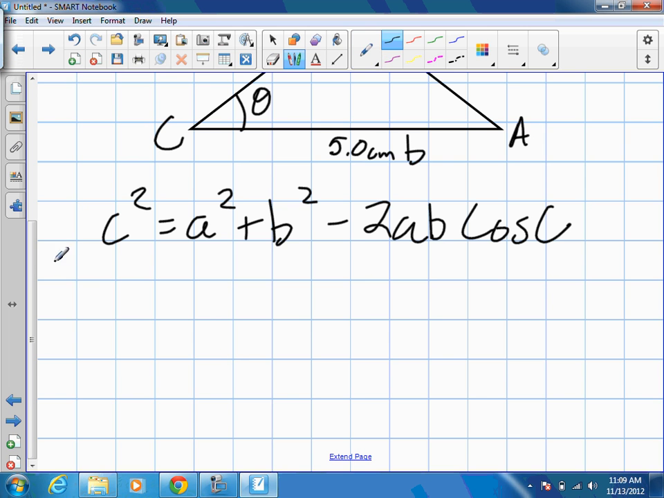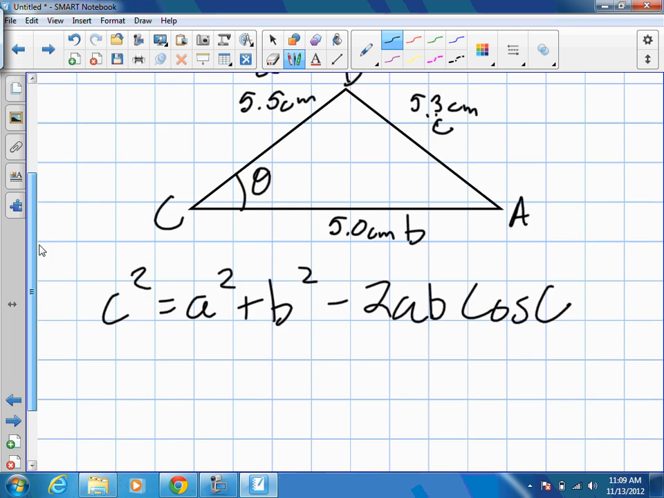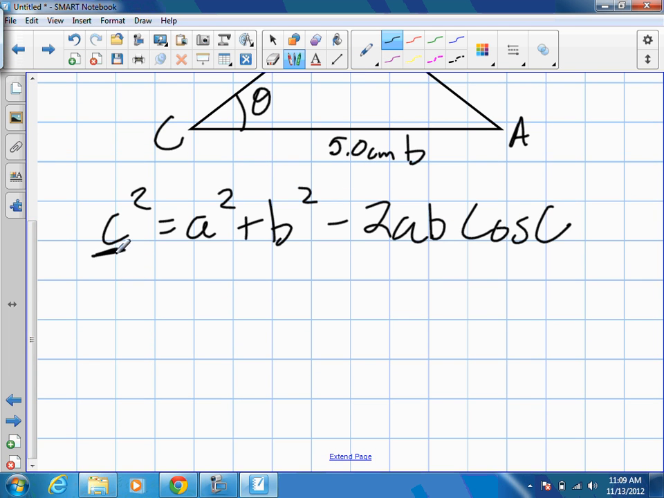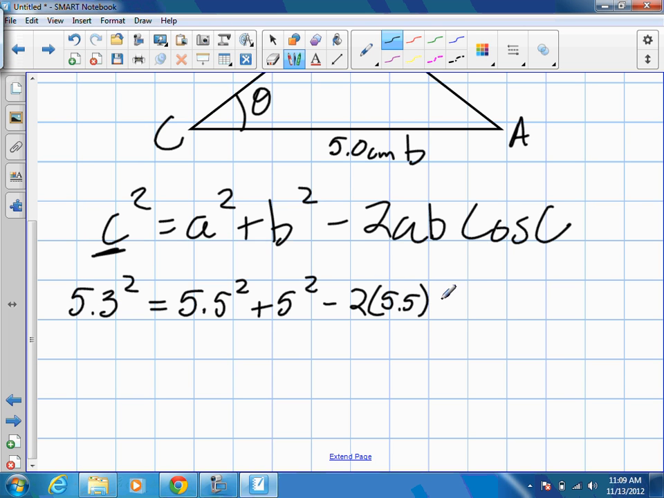So, side C in this one happens to be 5.3. So we're actually going to replace side C with 5.3 squared is equal to side A was 5.5 and side B was 5, minus 2 times 5.5 times 5. But our cos C is still C. We don't know the angle. That's what we're trying to isolate in this question. So we're going to go through BEDMAS. 5.3. Oh, I need to bring that calculator back.